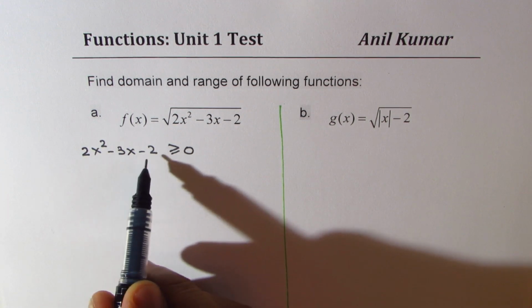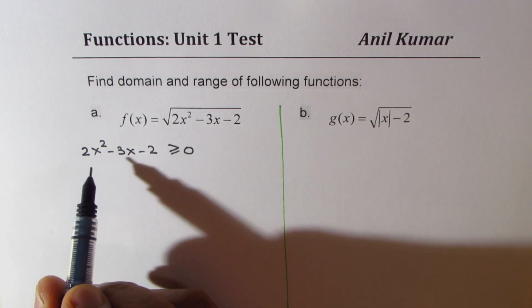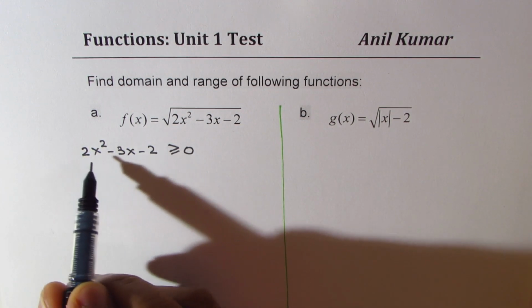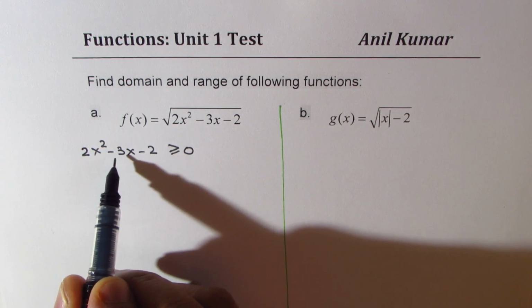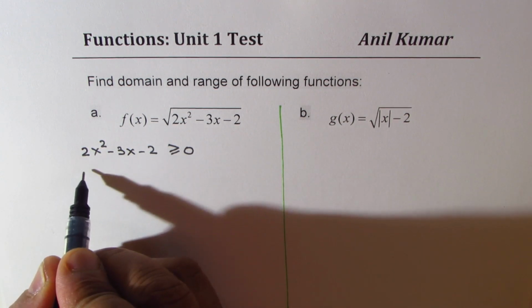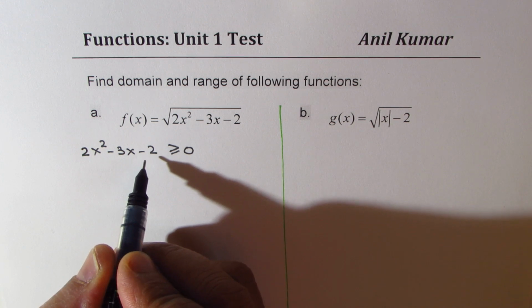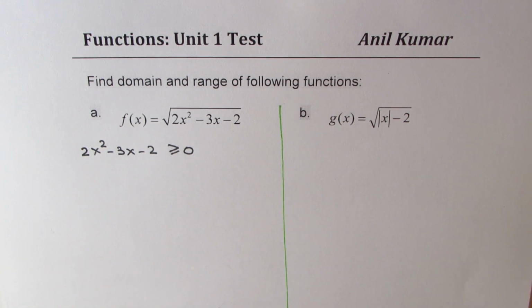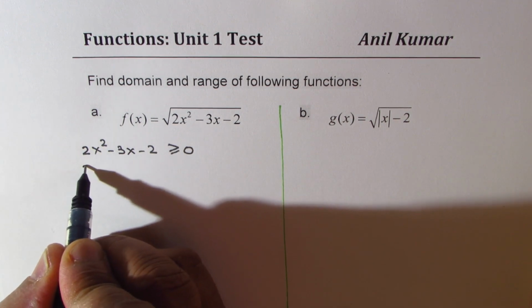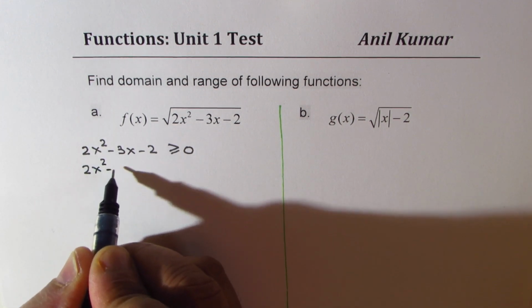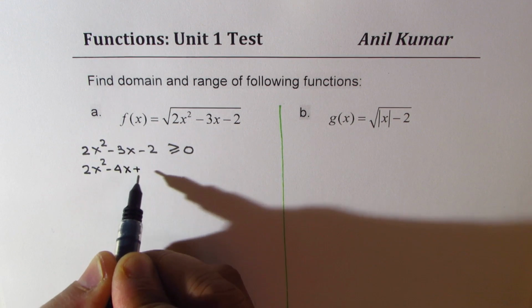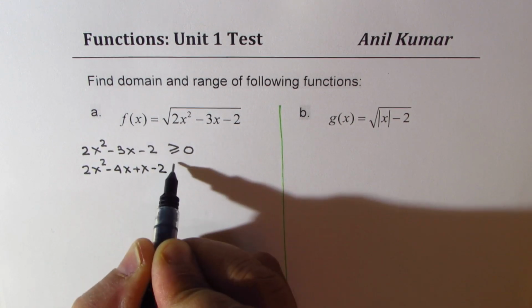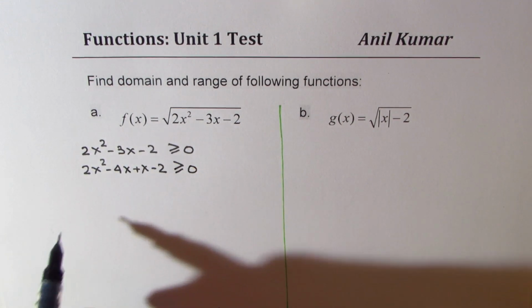Now here, the quadratic function can be factored. We can find product and sum, product of minus 2, sum of minus 3. So that is minus 4 and 1. So 4 times 1 can work, right? So we could write this as 2x squared minus 4x plus x minus 2 greater than or equal to 0.